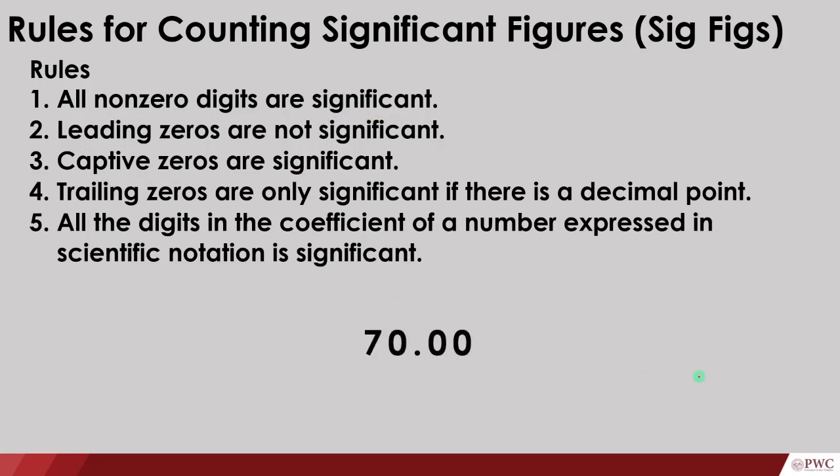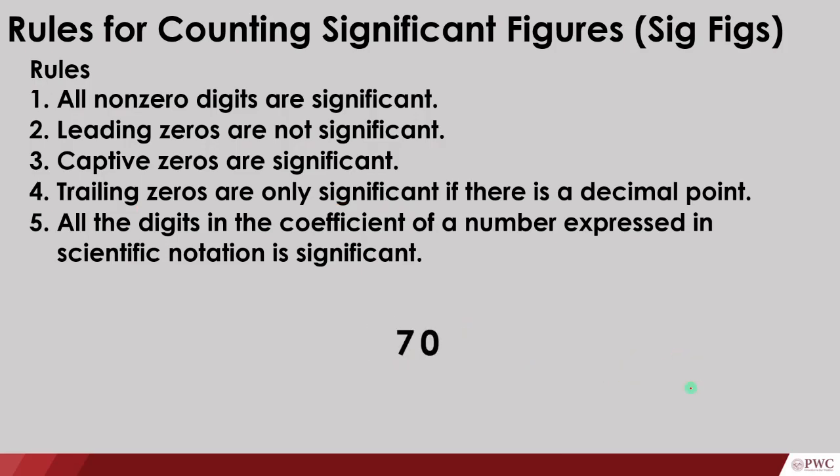Next, we have this one, 70.00. Here we have a non-zero digit, so this 7 is significant. Here we have zeros, and these zeros are after a non-zero digit. These are trailing zeros, and trailing zeros are significant if there is a decimal point in the number. In this case, we have a decimal point, so we will count these trailing zeros as significant. So overall, we have four significant figures.